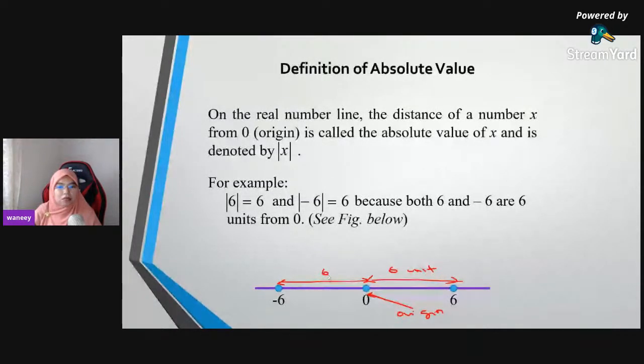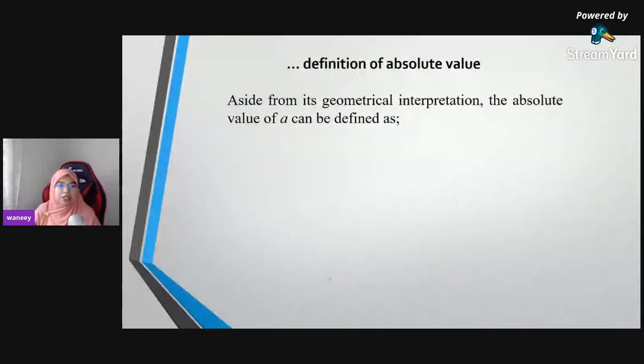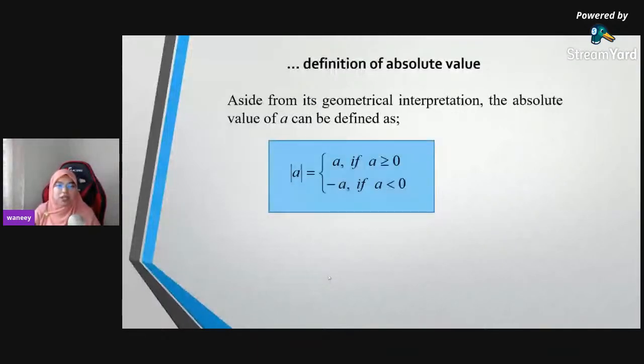Right, so now aside from its geometrical interpretation, the absolute value of A can be defined as follows, and this is what we normally use. Absolute value of A is equal to A if A is greater than or equal to 0, and negative A if A is less than 0. So if A is greater than or equal to 0, we have a positive number. If A is negative, you should multiply by negative in order to change it to positive.